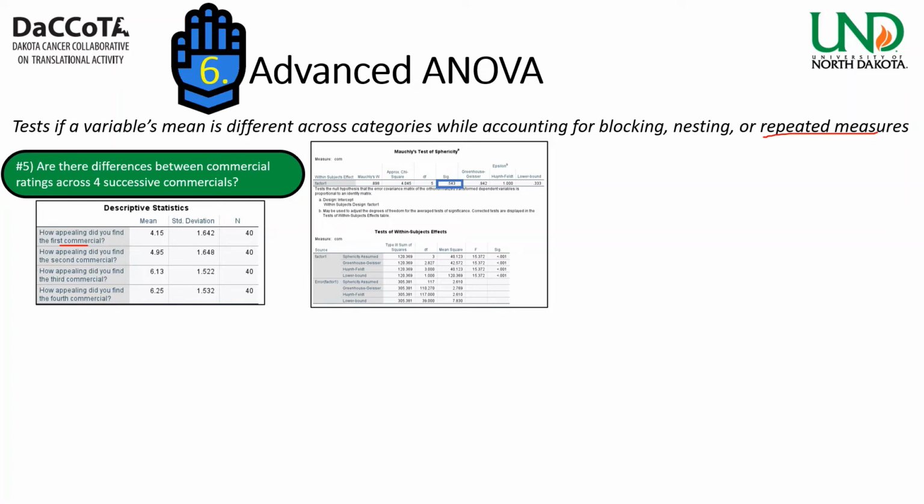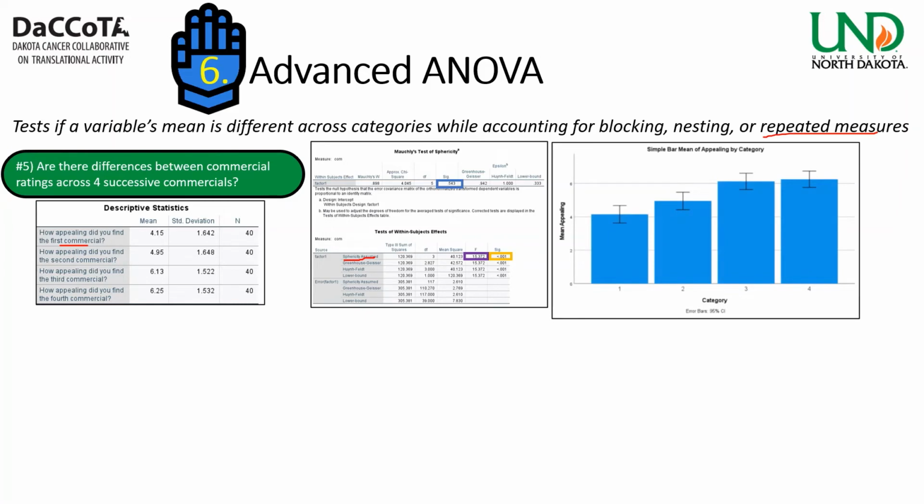So there are different sorts of outcomes here at different F and p values. We can use the sphericity assumed value. It didn't really matter what we did, but in any case, that was significant. So yes, commercials 3 and 4, the highest ones, had significantly higher ratings than 1 and 2.